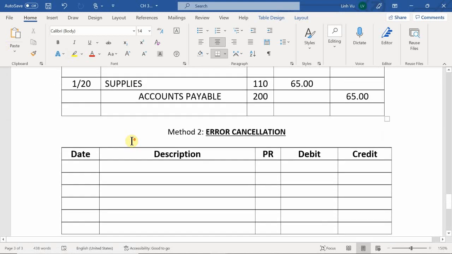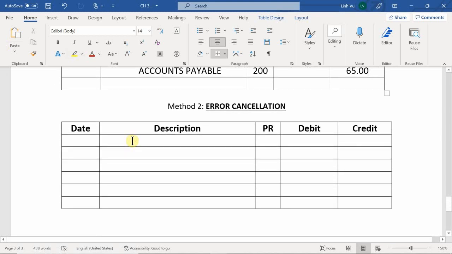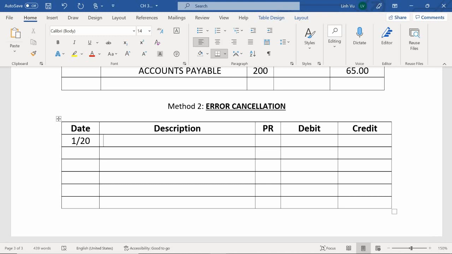Good. So let's do the error cancellation method, okay? In this case, you can only do one or the other. You can't do both because then you'll have a double error in your journal because you corrected it and then you're recorrecting it. So that's too many errors. You can only choose one out of the other, but in this case, I'm testing you on both methods. So whichever one you're comfortable using, you would use.